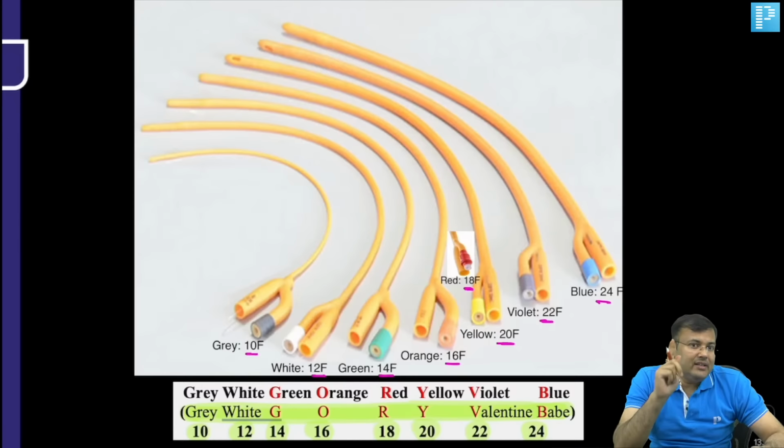You should remember this, I am telling you. You remember Valentine's Day, but you should also remember Valentine babe. So grey, white, gory, valentine, babe. Clear? Grey 10, white 12, gory: green is 14, orange 16, red 18, yellow 20, violet is valentine, that is 22, right, and blue, that is 24.